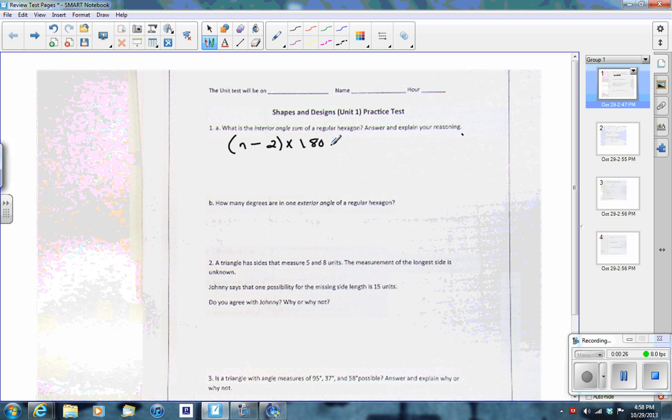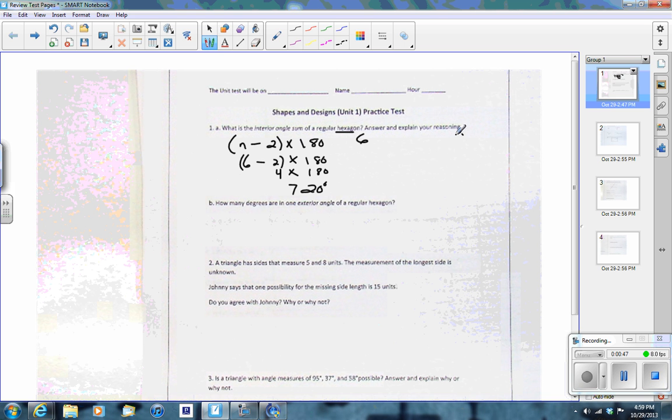where n represents the number of sides or the number of angles in a polygon. And in this case, we've got a hexagon, it says, and that would be 6 sides. So 6 minus 2 and multiply by 180. 6 minus 2 is 4, times 180 is 720 degrees.